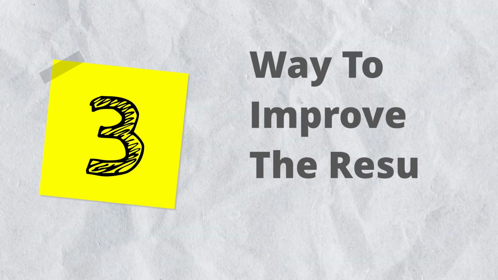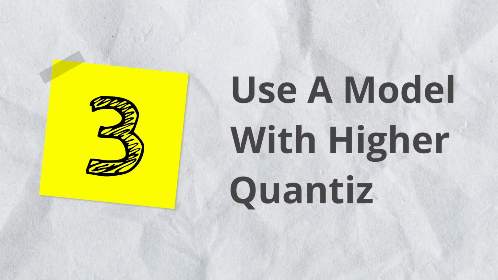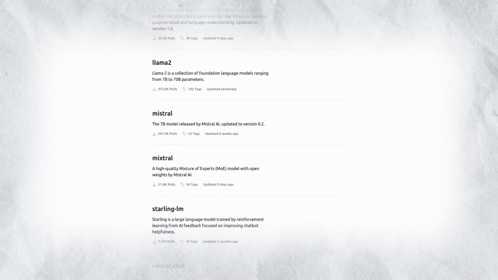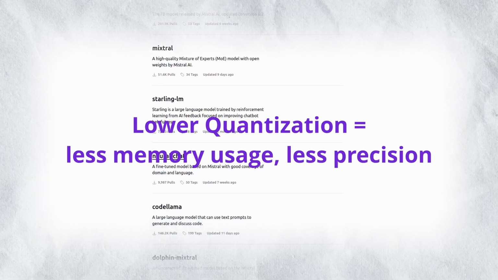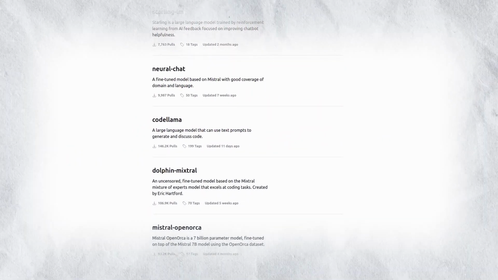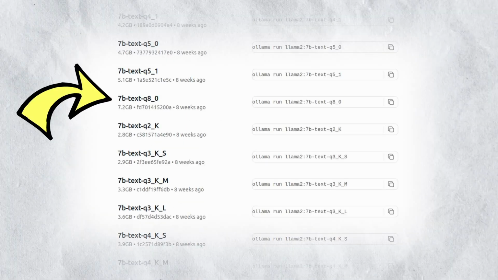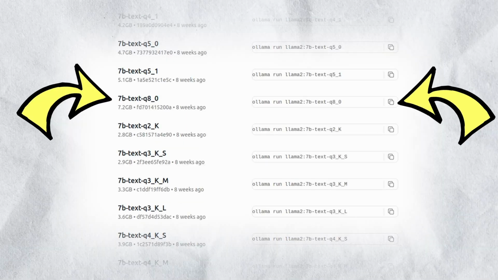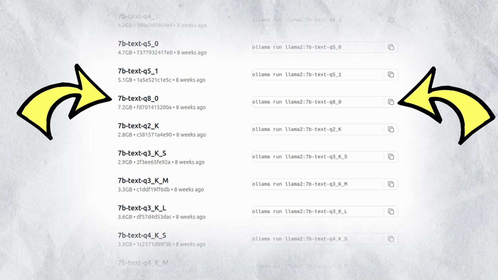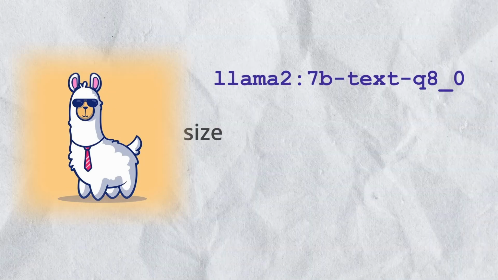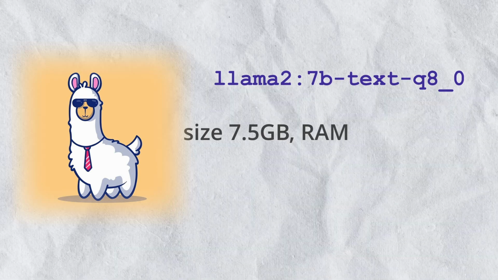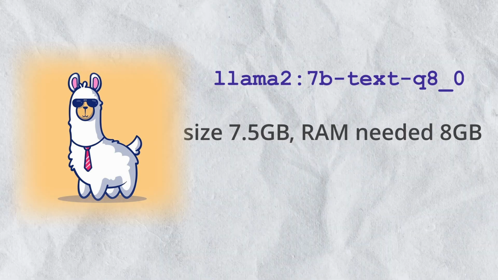Now testing the third way to improve the results, and that is to use a higher quantized version of the model. All Ollama base models use 4-bit quantization to compress the models to use less memory, but it also means less precision, so you need to consider this trade-off. I'm going with the highest quantization of the same model size, which is the Q8 or 8-bit quantized version of the same 7B parameter model, which needs the same 8 GB of RAM as before, but the model is bulkier in size with 7.5 GB.